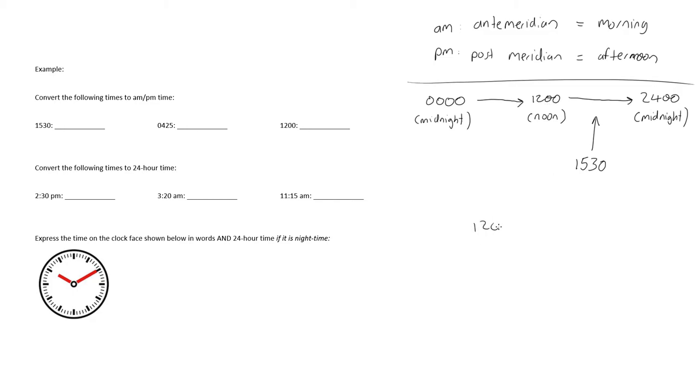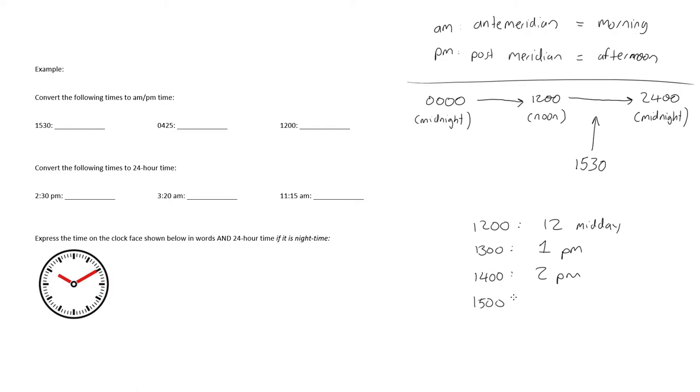We'll write this down here. 1200 is 12 midday, okay? And every hour we go up 100 on our 24-hour time. So 1300 is 1 p.m., so 1 o'clock in the afternoon. 1400 is going to be 2 p.m. or 2 o'clock in the afternoon.